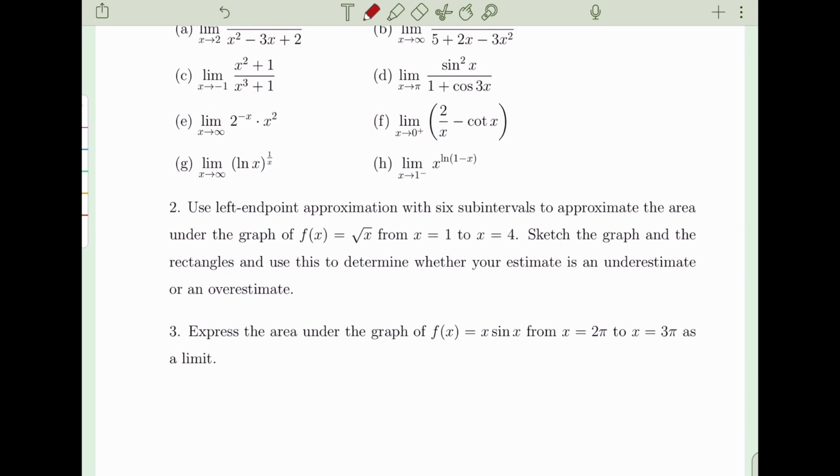For question 2 and question 3, we are basically just using the definition. As long as you're familiar with how the integral is related to the limits, you can play with them. Make sure you know the left endpoint and right endpoints and the formulas and how to build those small rectangles. So that's basically what it is.